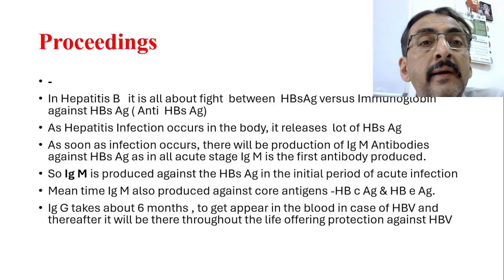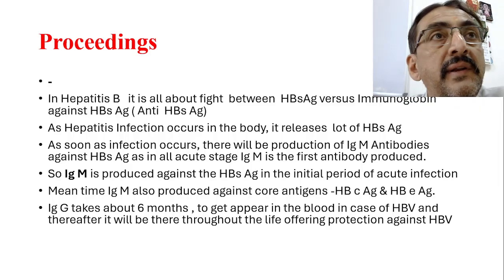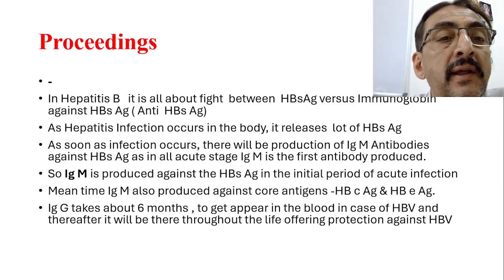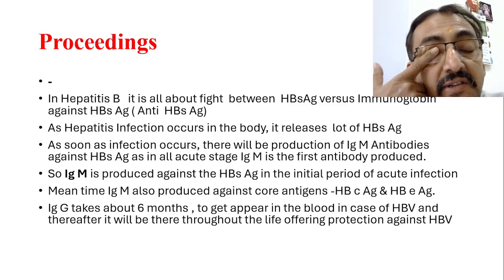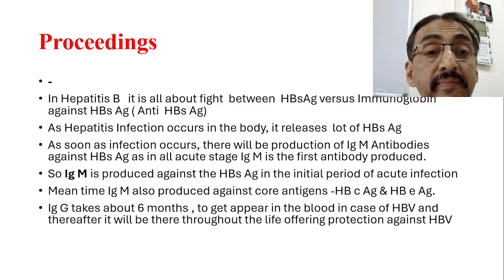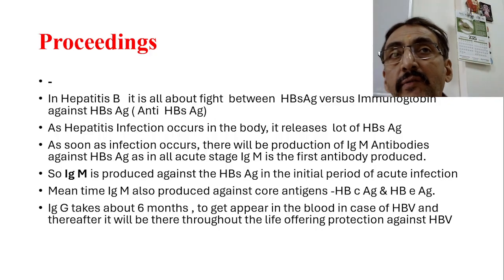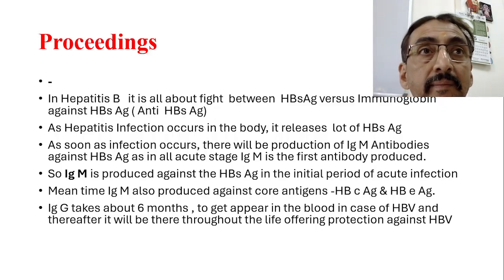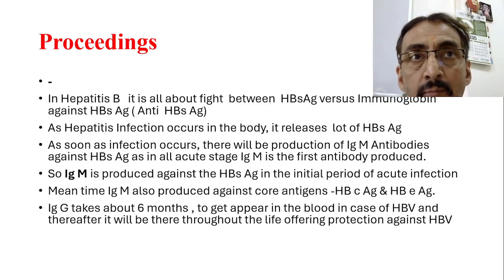Now, what are the proceedings? In hepatitis B, it's all about the fight between HBsAg versus immunoglobulin. As hepatitis infection occurs in the body, it releases the HBsAg, just as a repetition. As soon as the infection occurs, there will be production of IgM antibodies against the HBsAg, and in the acute stage IgM is the first antibody produced. Now, how will you identify that HBsAg is increased? Very simple, because HBs always causes the acute infection, more symptoms.